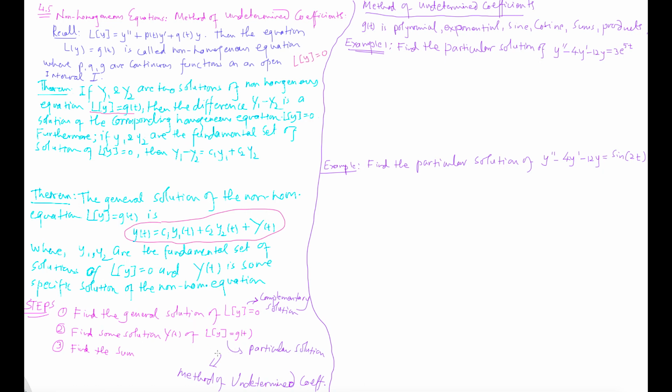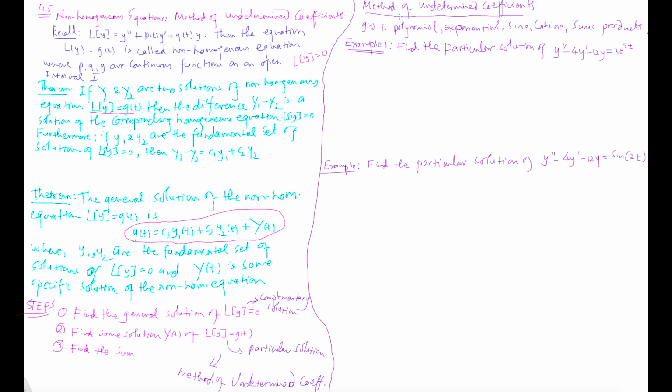There are different methods to find the particular solution. In this section we will discuss the method of undetermined coefficients. Then you find the sum of those two solutions. That is how you find the general solution of the non-homogeneous equation.